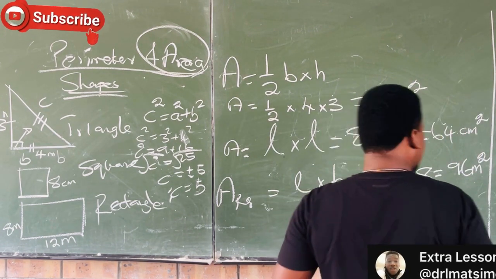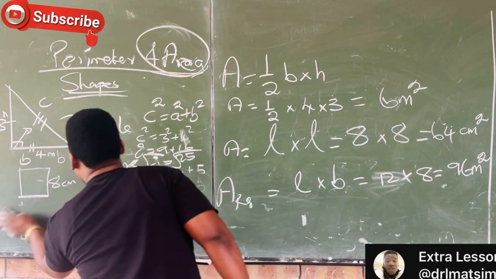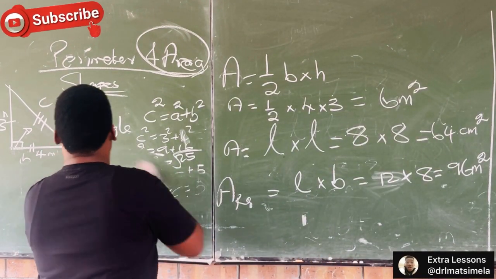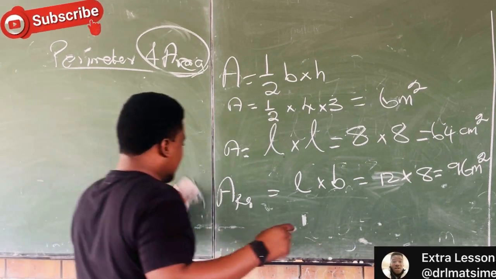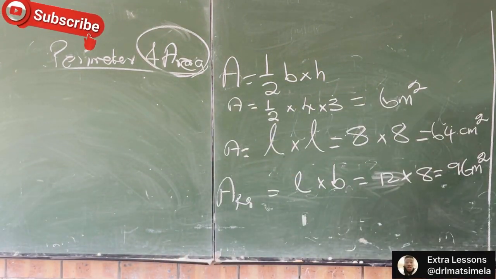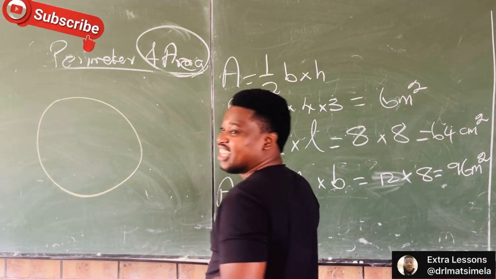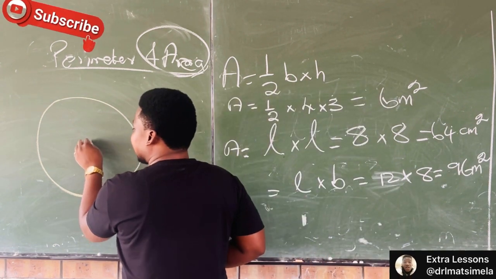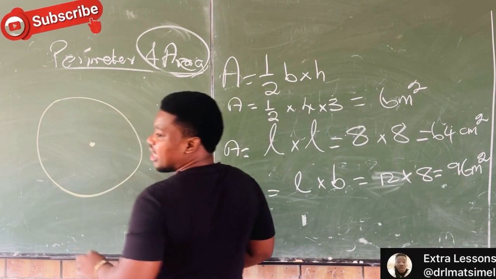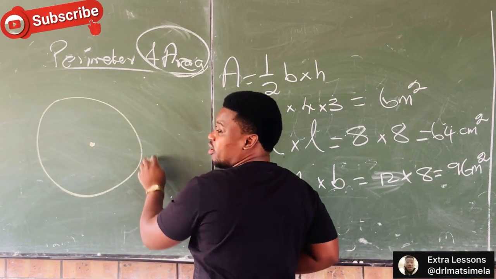Now, the next thing I want us to do is a circle. Remember, a circle is also a shape, but it's a shape that doesn't have any corner. A circle has a center. And then the distance around the circle itself is the circumference.